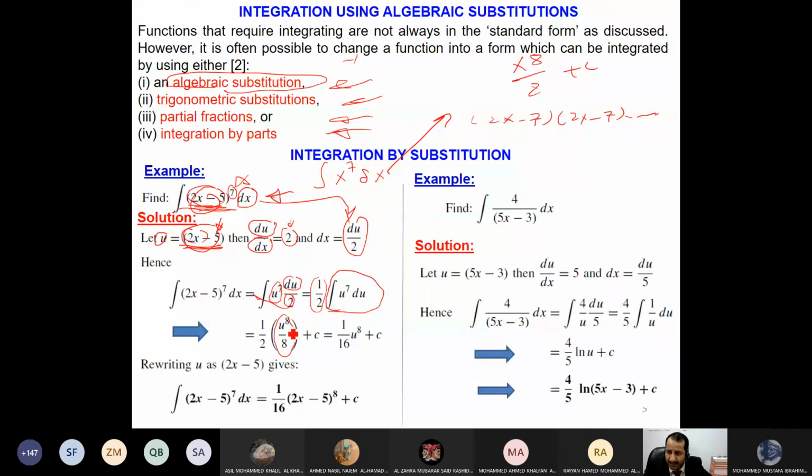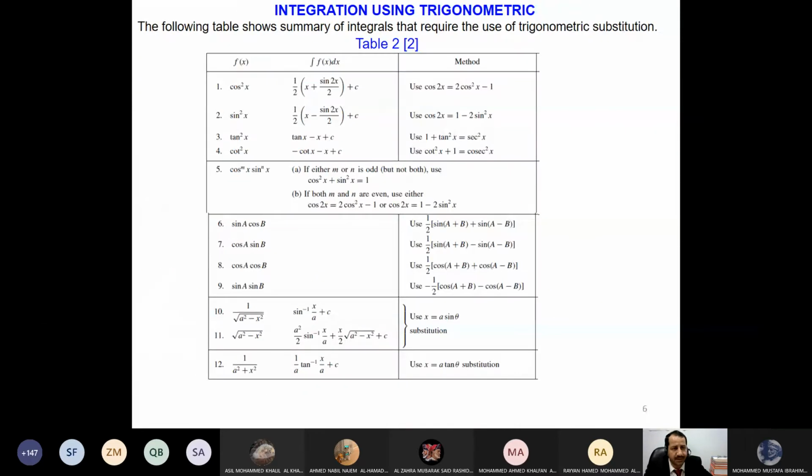Now the final step is to substitute for u and return back to x. U is this one. I will substitute u. It will be 2x minus 5 to the power 8. Very simple. When you have time after I finish my session, try to check this and its solution. You will find that it is the same trend.